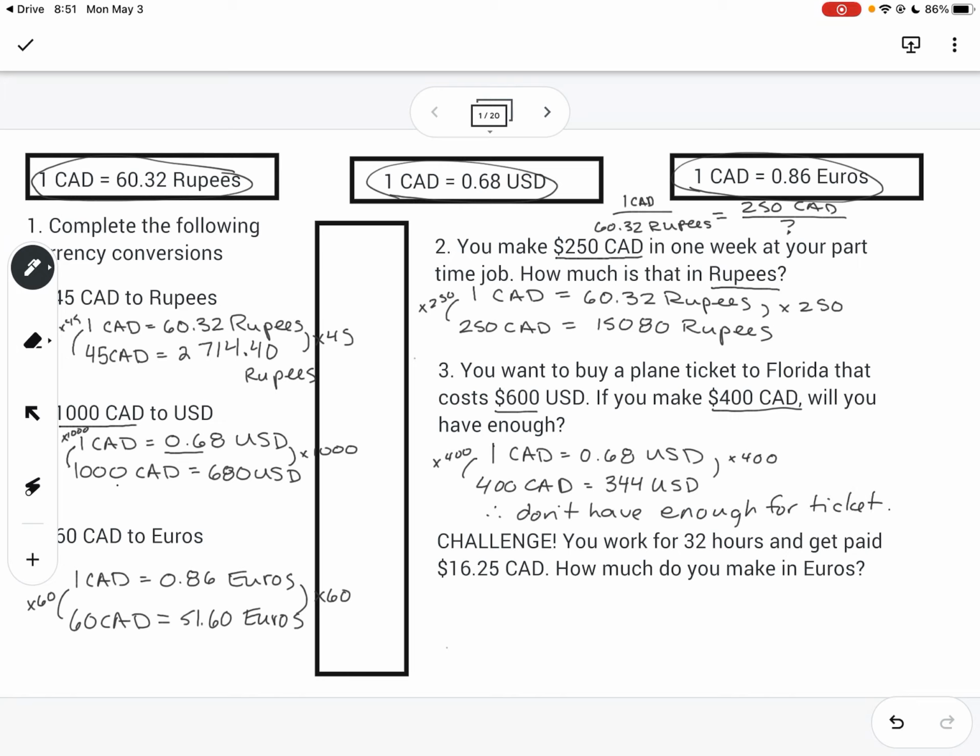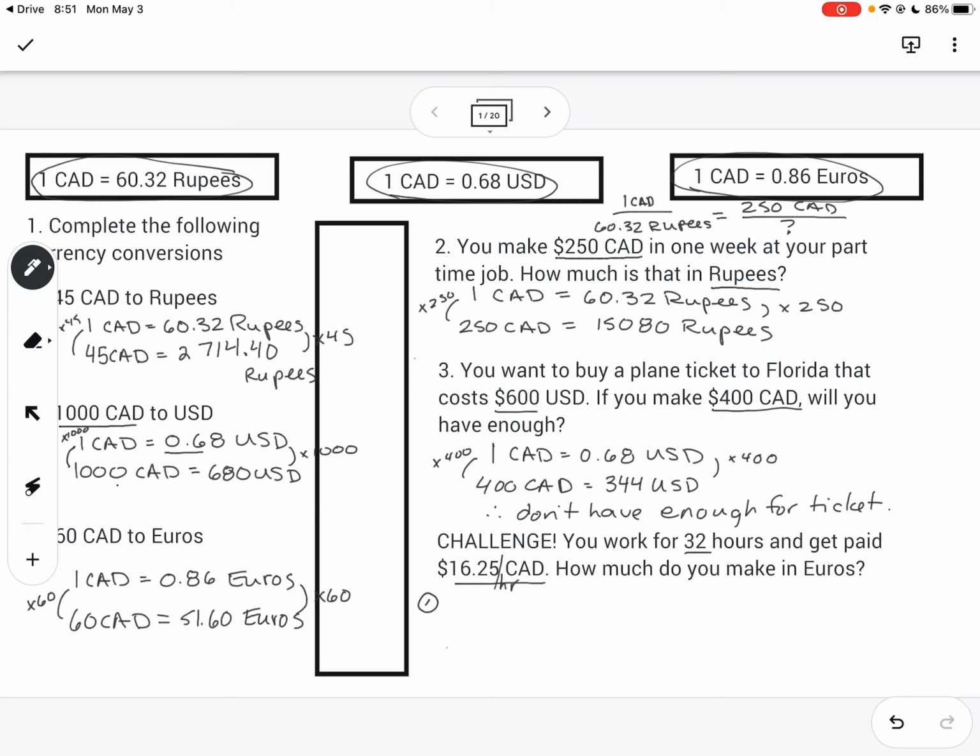Okay, important to consider conversions if you are shopping online. You want to make sure either that the prices are in Canadian dollars or that you're comfortable converting to US dollars. The last one here, challenge. You work for 32 hours and you get paid $16.25 Canadian per hour. We'll add that in. How much do you make in euros?